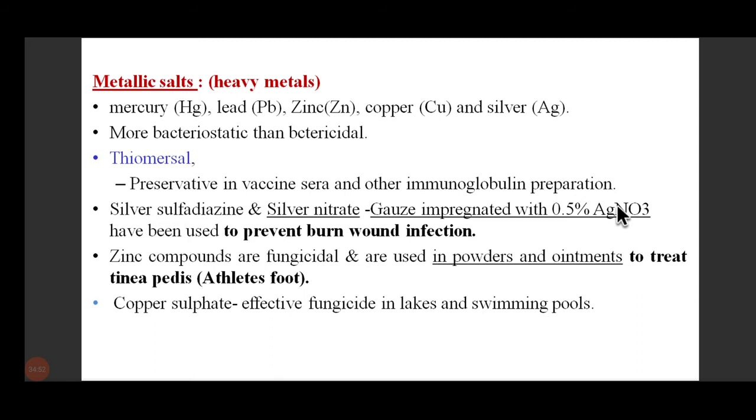Then again, metallic salts, which I've already told you about, include silver, copper, zinc, lead, and mercury. The most commonly used salt is silver, in the form of silver sulfadiazine and silver nitrate. Gauze is impregnated with 0.5% AgNO3, and as already mentioned, it is used as a preventive for burn and wound infections. Zinc compounds are used in powders and ointments to treat tinea pedis, athlete's foot, which is actually a fungal infection. Copper sulfate is also an effective fungicide. And thiomersal is a preservative which we use in vaccines, sera, and other immunological preparations.